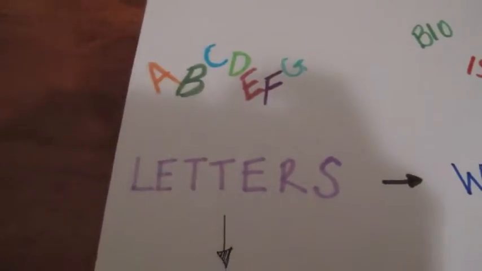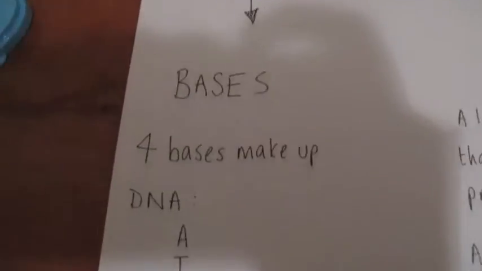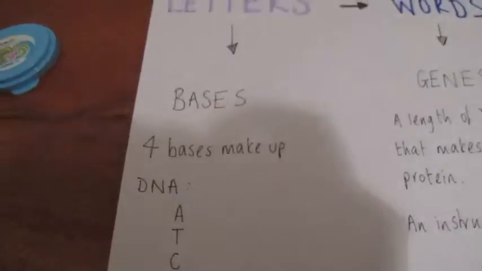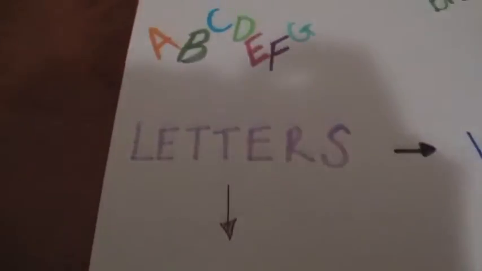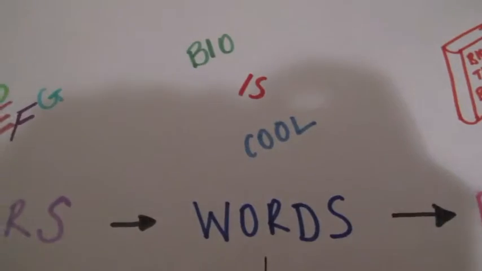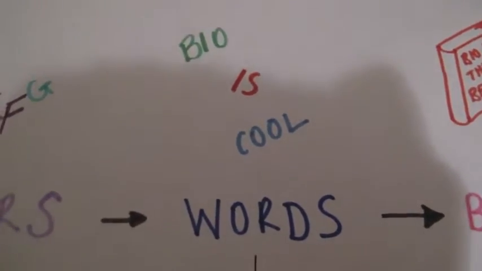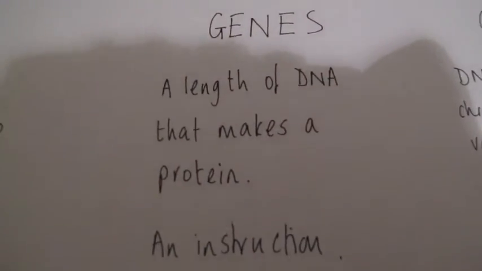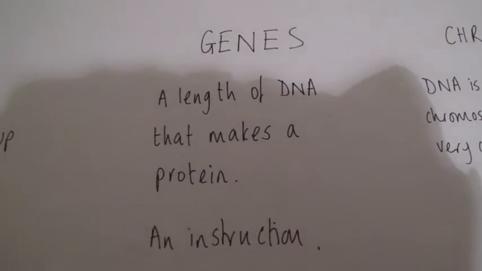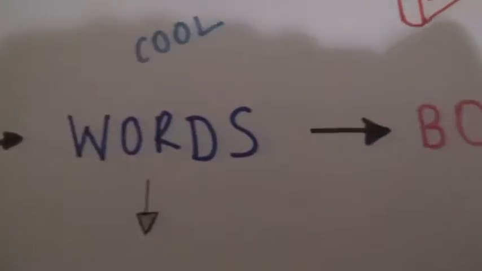An analogy. Letters. These are like the bases that make up DNA. There are 4 bases in DNA, A, T, C, and G. Letters join up to make words. Bases join up to make genes, which are a length of DNA that makes a protein.